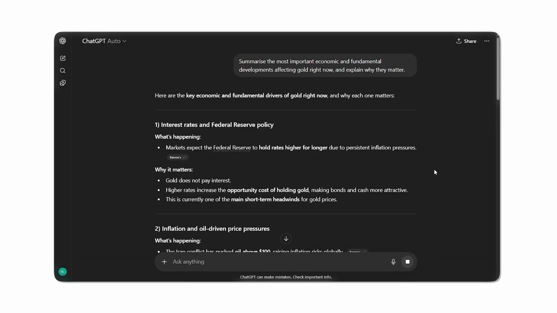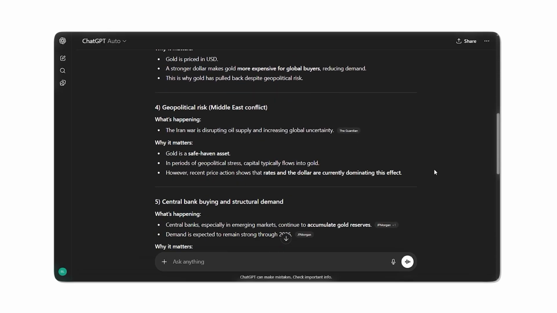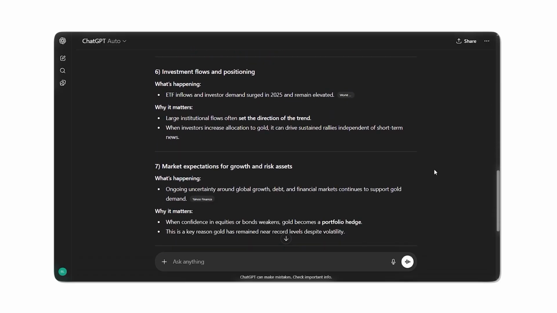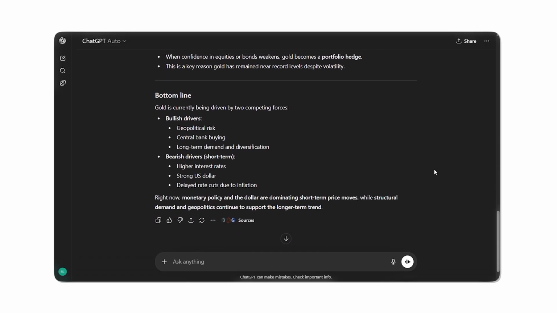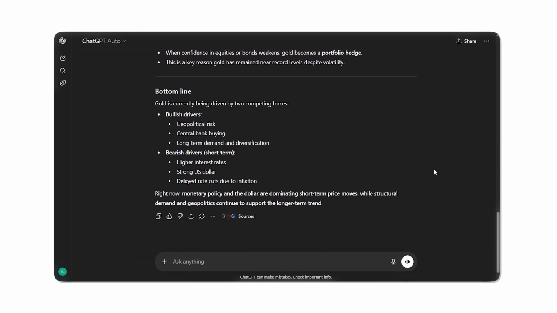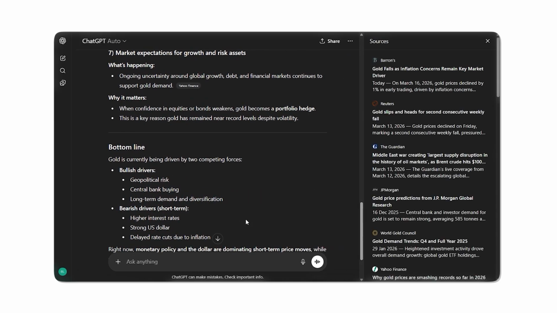This prompt can give you a clearer view of what is actually driving the market without needing to sort through dozens of headlines yourself. Included in the AI summary should be currently active news items as well as reported expectations for data releases and events that are soon to occur.